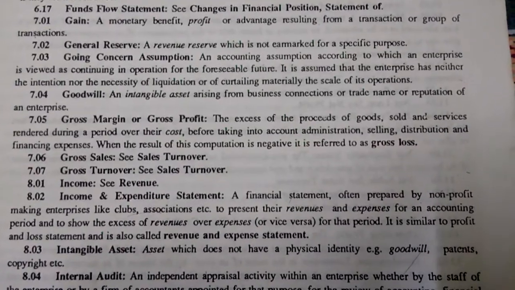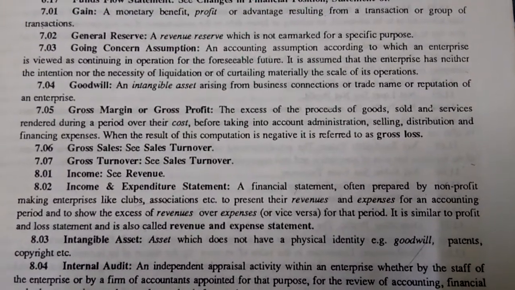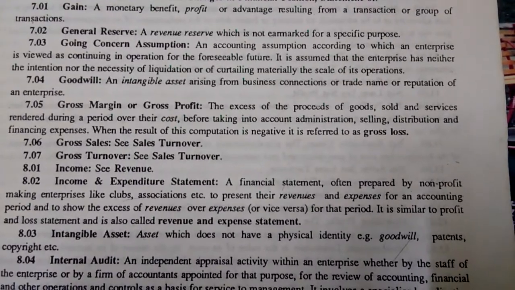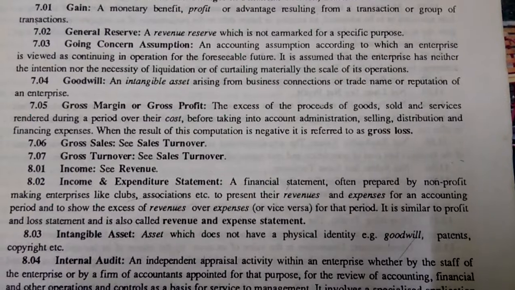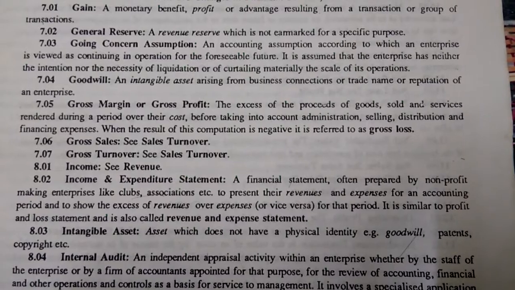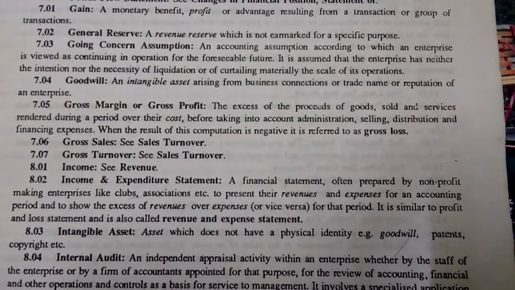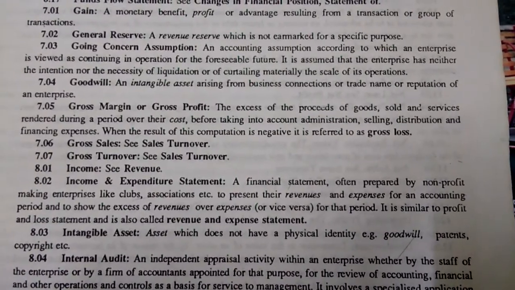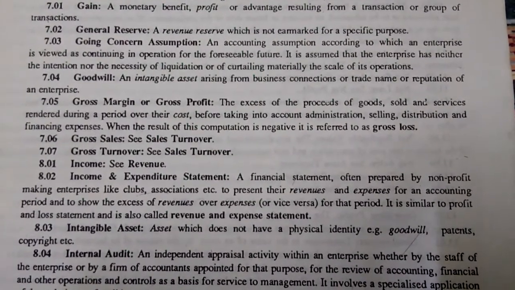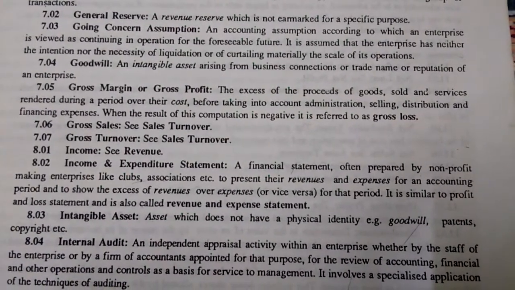General reserve, a revenue reserve which is not earmarked for a specific purpose. Going concern assumption, an accounting assumption according to which an enterprise is viewed as continuing in operation for the foreseeable future. It is assumed that the enterprise has neither the intention nor the necessity of liquidation or of curtailing materially the scale of its operations.